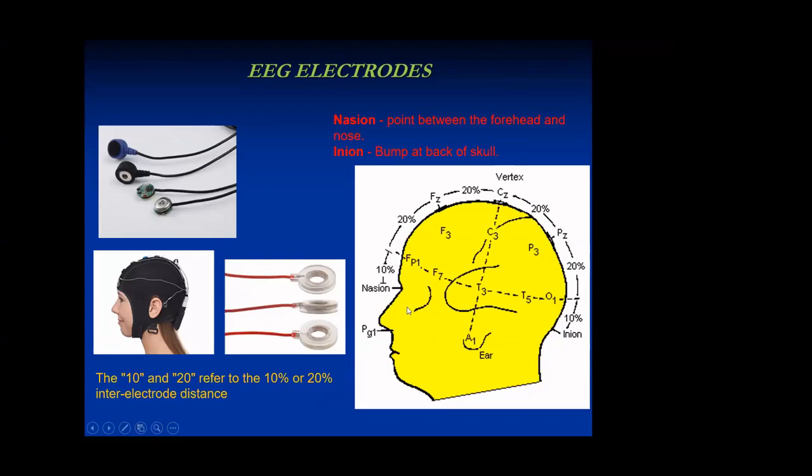So the positions are from Nasion to Inion. Nasion is the point between the forehead and the nose. This is the point. And Inion is the bump at the skull. You measure this distance from Nasion to Inion and you place the electrodes at 10% of the total distance. If the distance from the Nasion to Inion is x, then x by 10 is the distance from here to here. One electrode will be placed here. The first is 10%, then the remaining are all 20%. That is why this electrode system is called the famous 10-20 electrode system.